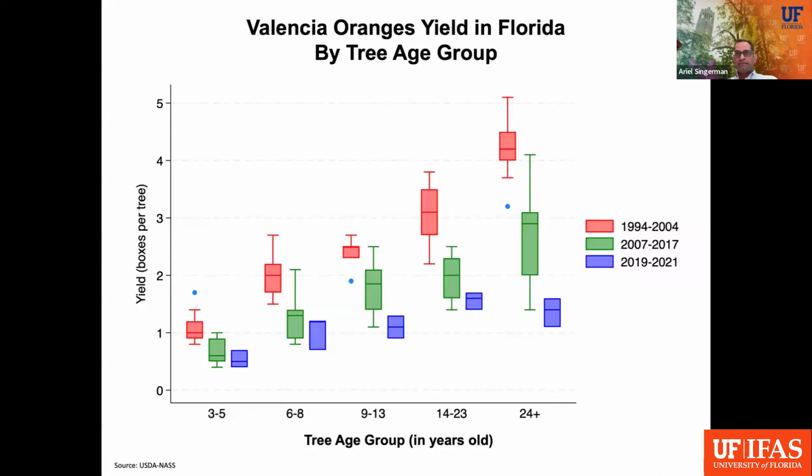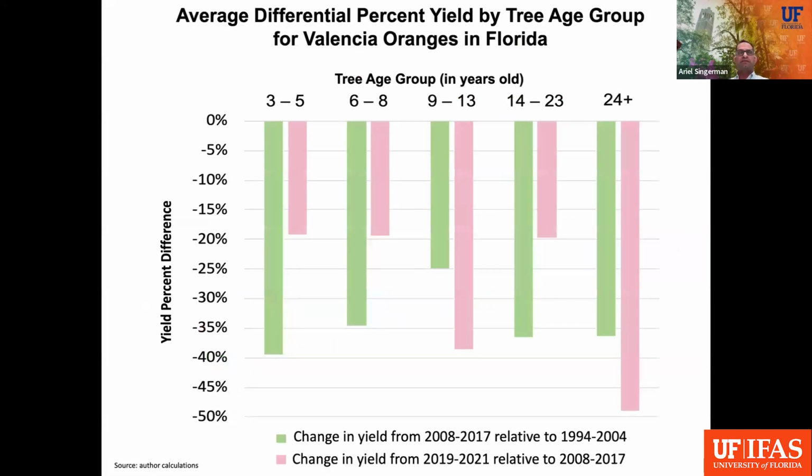And in fact, what we can do to make the comparison more fair across the different tree age groups is to present these yield changes in percentage change. So this is what I do in this graph. This is measuring the yield percent difference for the different tree age groups. And so now the green bars denote the change in yield from 2008 to 2017 relative to the previous period, 1994-2004.